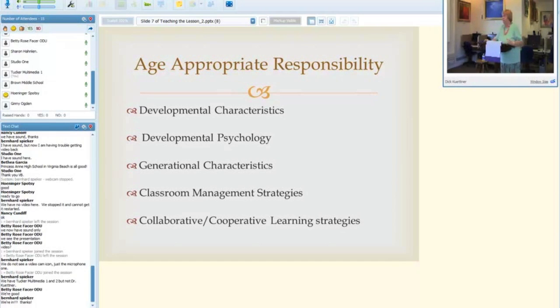So there are the traditionalists, there are baby boomers, there's Generation X, there's Generation Y, and you really should know the basic tenets of those generational characteristics in order to focus on that in your classroom.